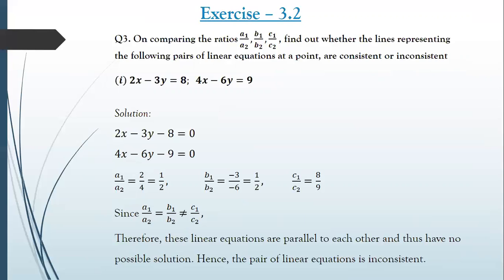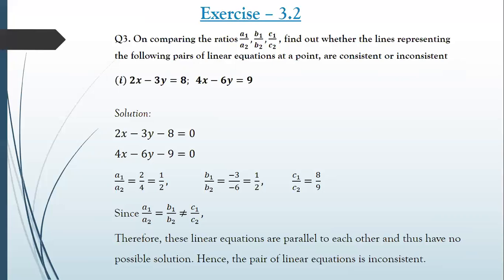Now moving on to the next question, comparing the ratios, check whether the equations are consistent or inconsistent. So we have two equations. Again, we are going to compare them with the general form and check the ratios. We get A1 by A2 equal to 1 by 2, B1 by B2 1 by 2, C1 by C2 8 by 9.